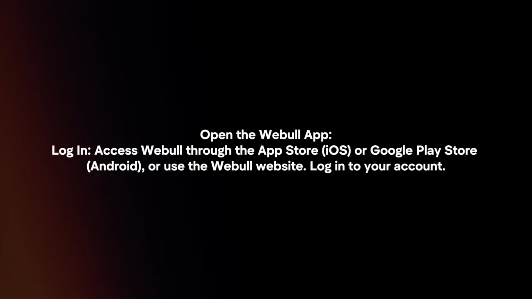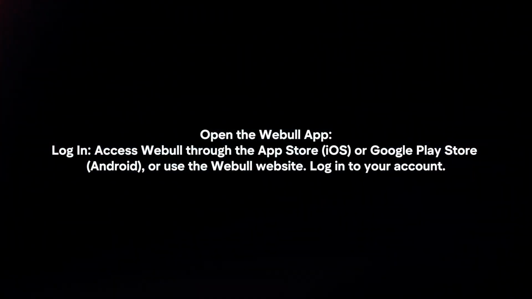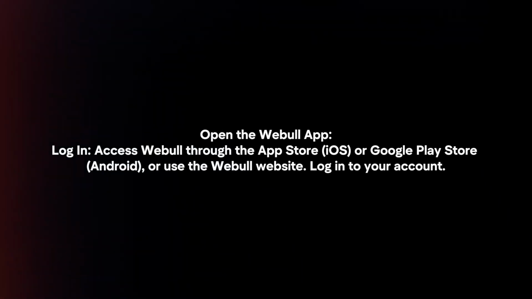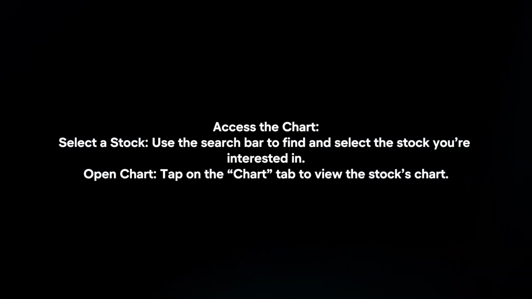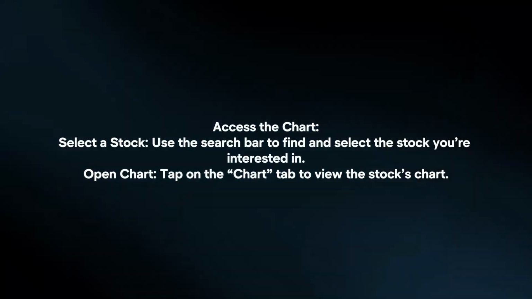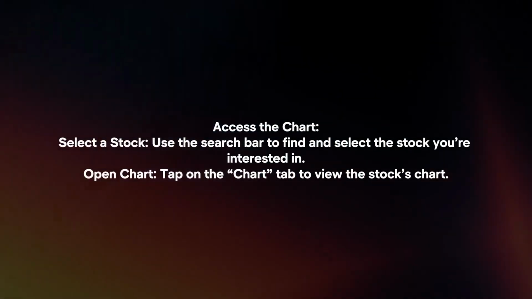Open the Webull app and log in. Access Webull through the App Store or Google Play Store, or use the Webull website. Log into your account, access the chart, select a stock, and use the search bar to find and select the stock you're interested in. Open the chart: tap on the chart tab to view the stock's chart.